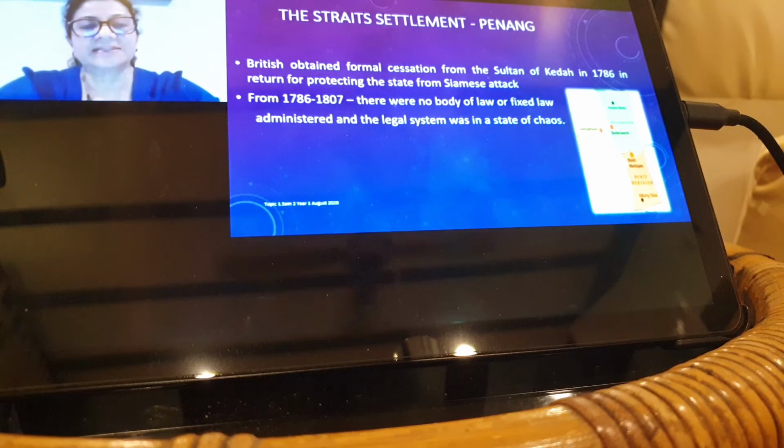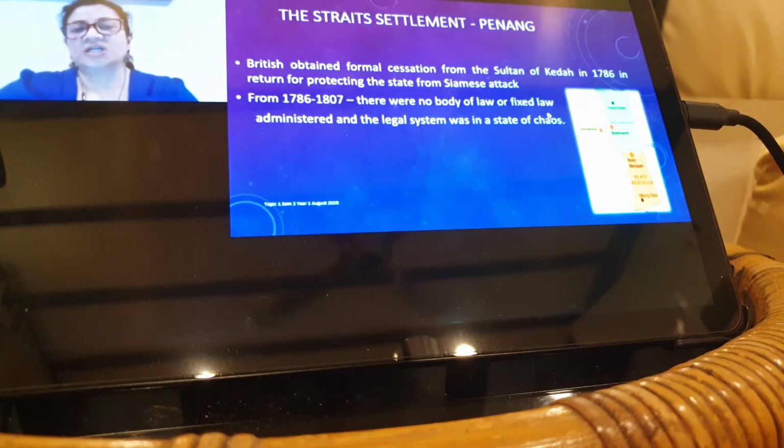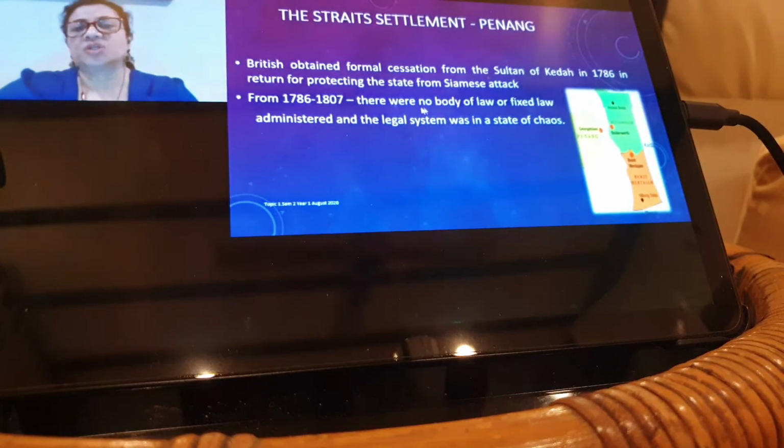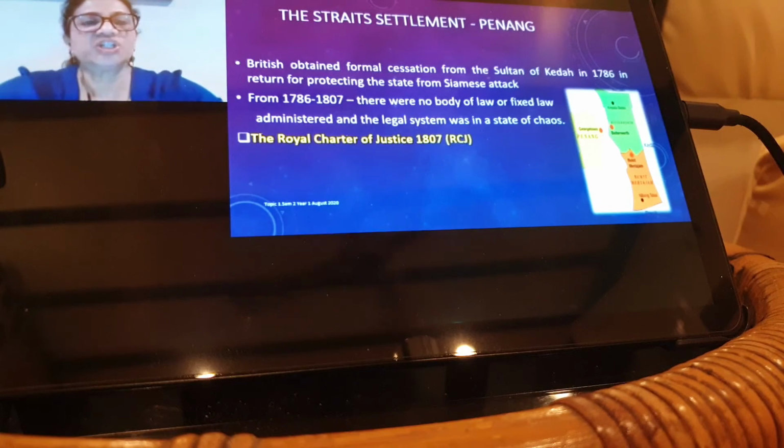So from 1786 to 1807, there was no body of law or fixed law administered by the British, and the legal system was in a state of chaos. That is when the British introduced the Royal Charter of Justice. The Royal Charter of Justice is akin to a legal instrument.